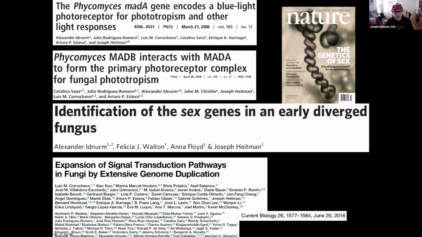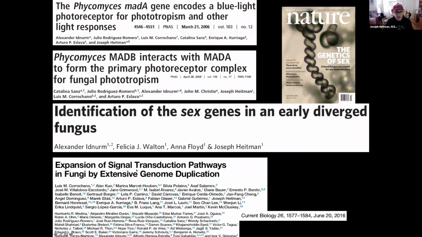Alex went on to identify the mating type locus in this fungal species. It had been earlier named the sex locus. These were studies published in Nature. We'll return to the sex locus as part of the main story in just a few minutes.